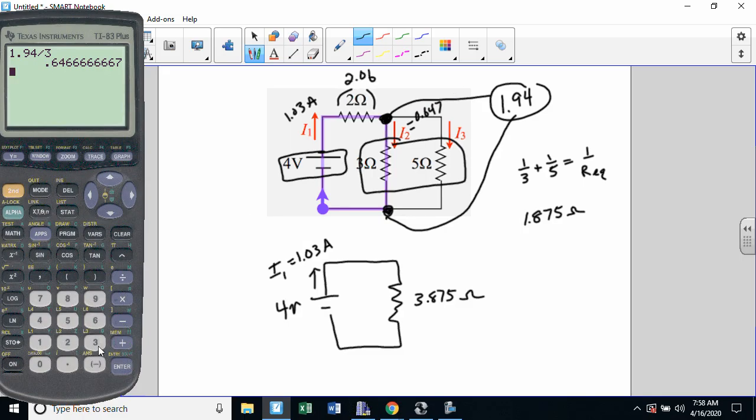So 1.94 divided by 3 means that I2, the current in I2, is 0.647, and the current in I3, which again is voltage over resistance, is 1.94 divided by 5, which is 0.388.